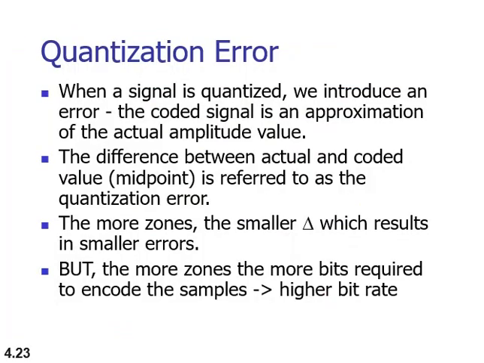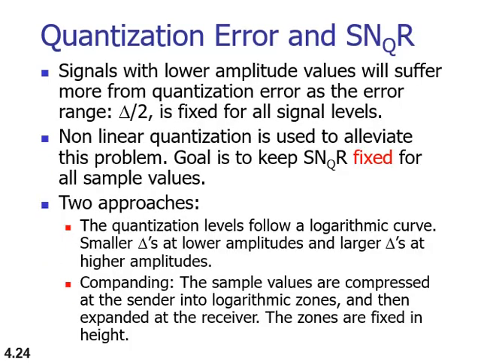So when we compare this quantization error with the earlier discussed concept of signal to noise ratio, we can see that the signals with lower amplitude values will suffer more from quantized error, as the error ranges become half, which will be fixed for all the signal levels. So the non-linear quantization is used to alleviate this problem.